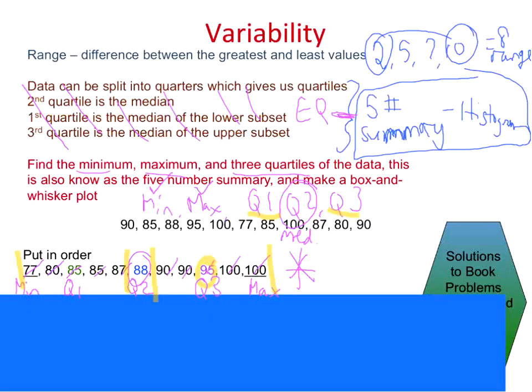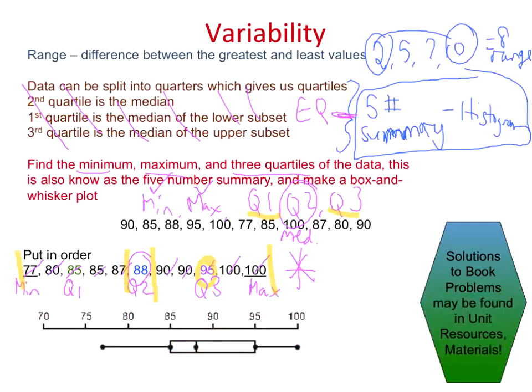So that's how you find your 5-number summary. Again, your min, your max, Q1, 2, and 3. Q2 is just your median. And then once you have your median, Q1 is the middle of the remaining numbers. Q3 is the middle of the higher remaining numbers.